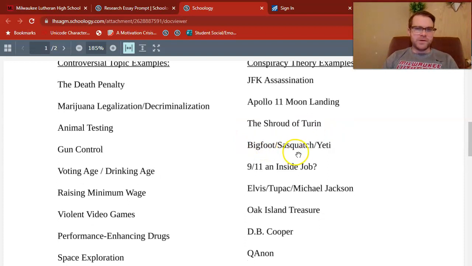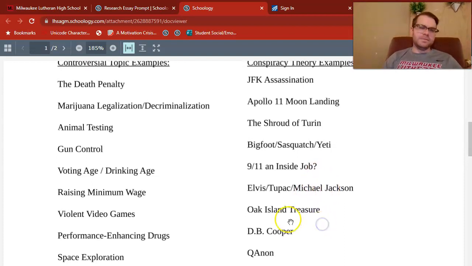Cryptid animals like Bigfoot or Sasquatches or Yetis could be something to look into. There's some fascinating evidence on both sides of that debate, too. Was 9/11 an inside job, or was it clearly done by terrorists? Celebrity deaths. The idea that Elvis Presley lived a lot longer than he actually did. Same thing with Tupac and Michael Jackson. We see these kinds of debates coming up from time to time. Are they still alive? Are they hiding out on an island somewhere? Again, crazy conspiracy theories, but fun to explore.